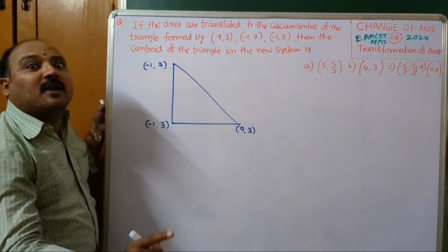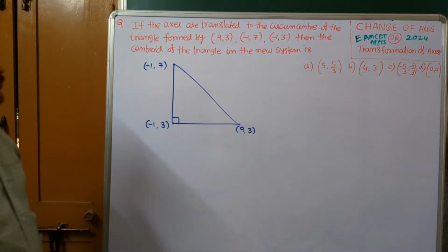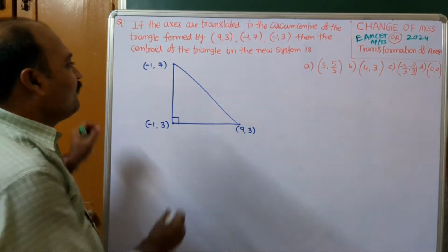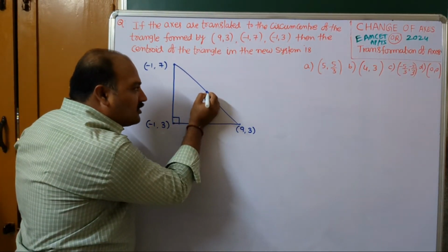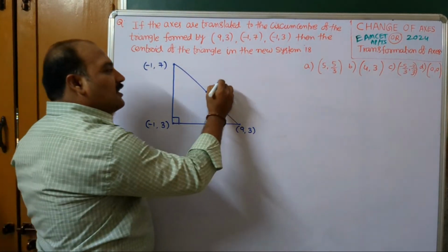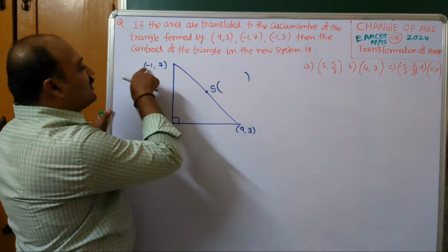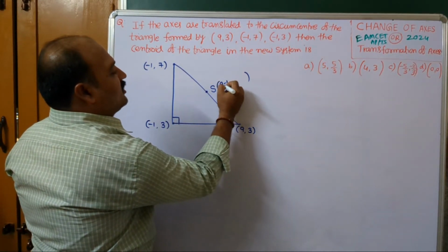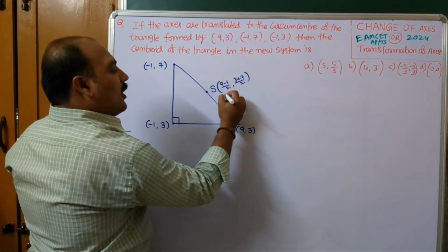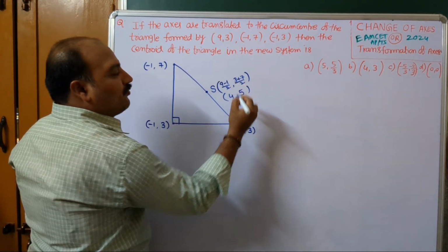Absolutely a right angle triangle, dear students. This is the right angled triangle. Once you check it, it forms. Whenever it forms a right angled triangle, the midpoint of the hypotenuse is called the circumcenter. It is denoted by S. So circumcenter is equal to the midpoint of these two. So 9 plus minus 1 by 2, that means 9 minus 1 by 2, 3 plus 7 by 2. So am I right? 8 by 2 is 4, 10 by 2 is 5.